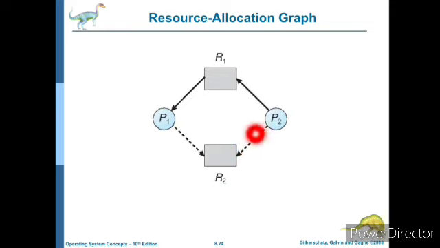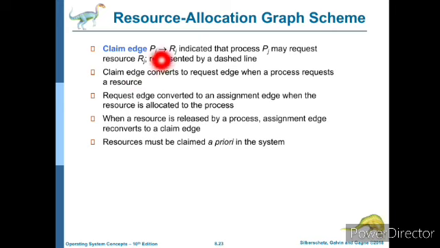Now here P1 and P2 may request the resource type R2 in the future. Not currently, but in the future they can request resource type R2. The claim edge is converted into a request edge when a process requests the resource. The request edge is converted to an assignment edge when the resource is allocated to the process. When a resource is released by the process, the assignment edge is converted back into a claim edge. That is, first we consider the claim edge, which is converted into a request edge, then the request edge is converted into an assignment edge, and then the assignment edge is reconverted into the claim edge.